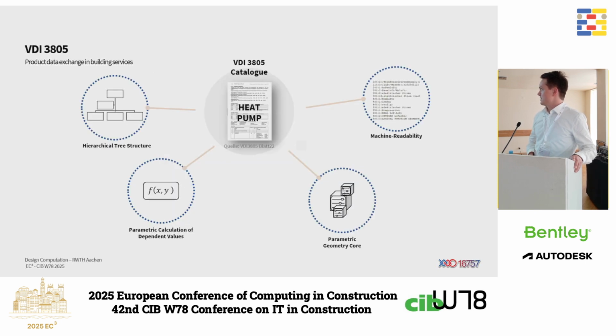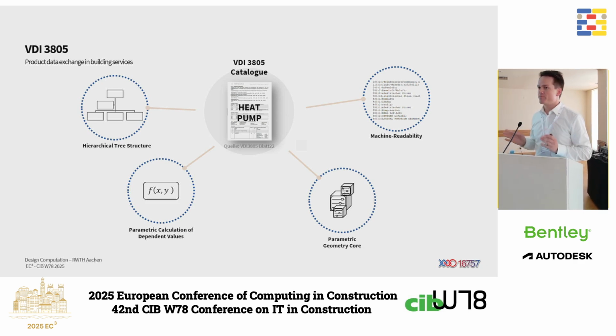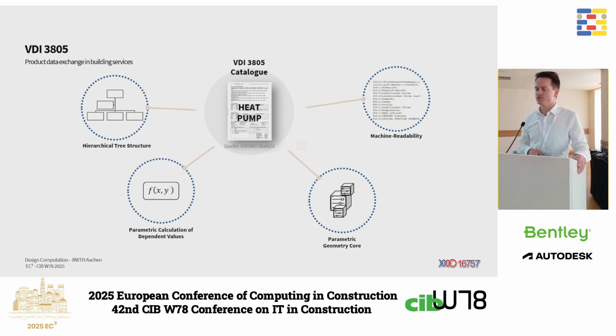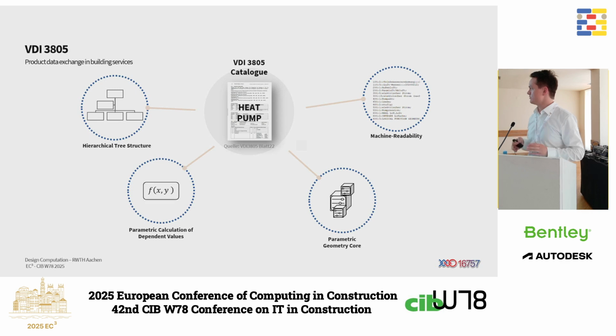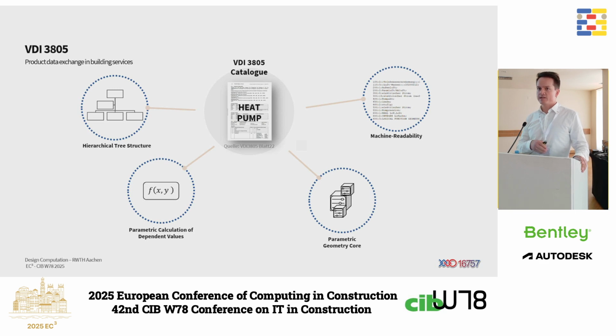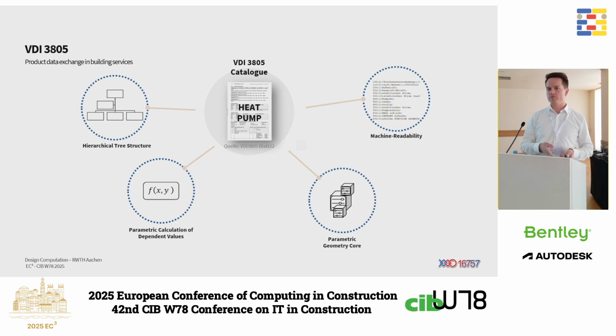All right, there is already a data format, a digital format that is able to map these complex dependencies. It's called the VDI 3805. It's a German industry standard for product data exchange in building services. And it does a lot of the things that we need. It is machine readable. It has a parametric geometry core. It supports this calculation of dependent values dynamically. And it does that by mapping all these dependent values in a hierarchical tree structure so that we can keep track of which value is needed to calculate what other value.